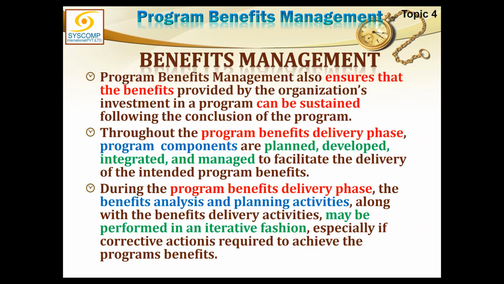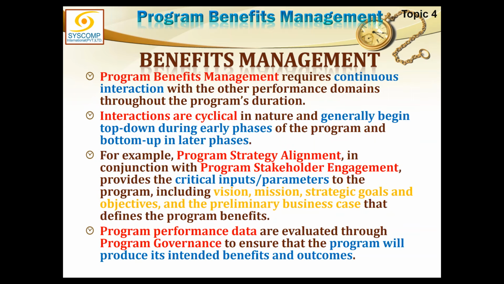During the program benefit delivery phase, the benefit analysis and planning activities along with the benefit delivery activities may be performed in an iterative fashion, especially if corrective action is required to achieve the program benefit. Like when we are doing governance or checking the performance of the program, we can come up with many change requests. When we are aligning various phases, various domains, then we can come up with different changes, and ultimately this is an iterative cycle, and we keep enhancing the capability by delivering the benefits better than earlier.